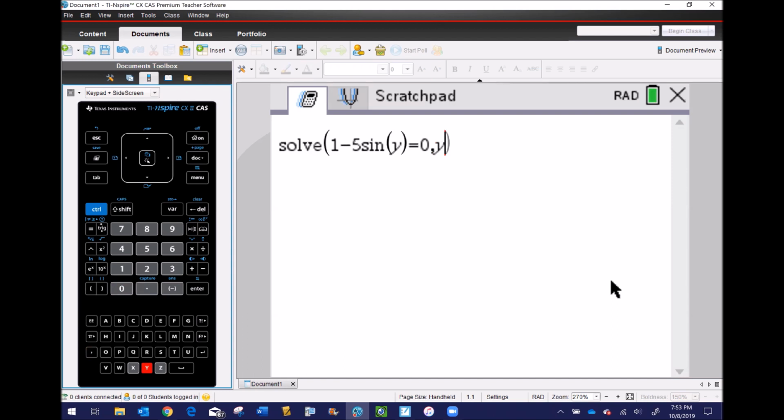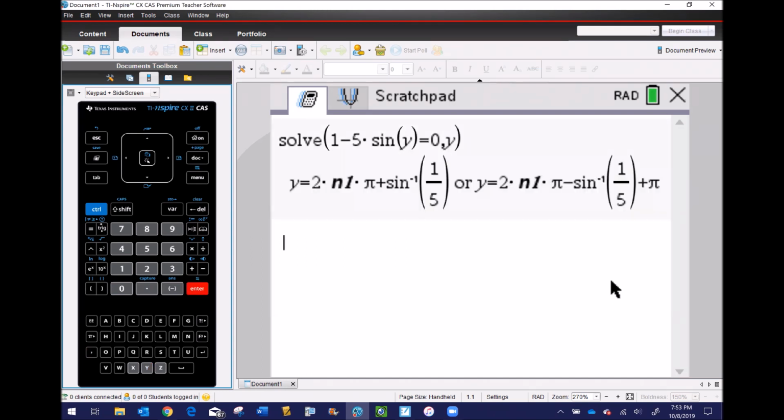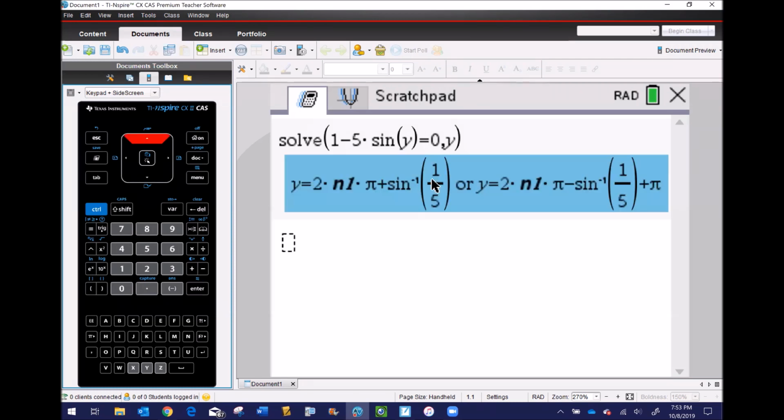Like always, you have to say what variable you're solving for, so comma y. Now, you may not want to hit your button if you're doing this along with me. Just watch. But if I hit enter, how do you guys like that? What in the world is all of that stuff? It's a correct answer, but it's using the repetitive nature of a trig function and saying like 2 times an integer pi plus the inverse sine. Nobody has time for that stuff. We don't want that, all right?